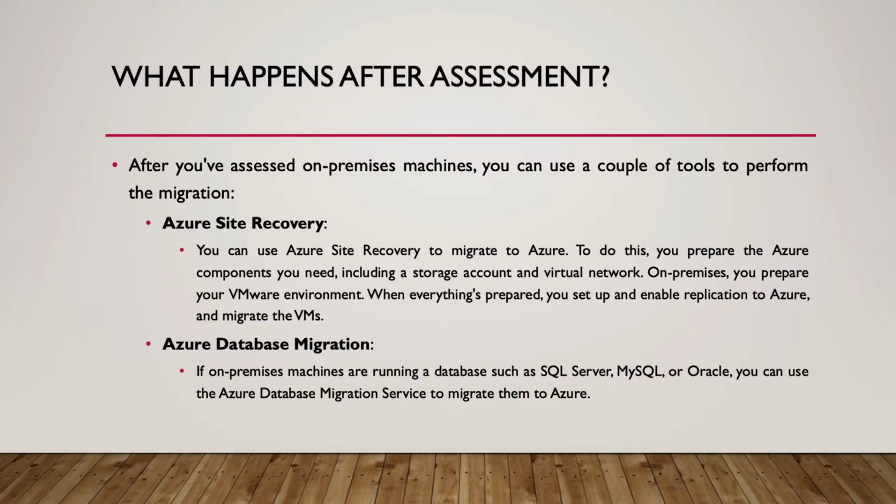So let's see what happens after the assessment. Now that you have the assessment, after you have assessed on-premises machines, you can use a couple of tools to perform the migration. One is Azure Site Recovery. You can use Azure Site Recovery to migrate to Azure. To do this, you prepare the Azure components you need, including a storage account and virtual network. On premises, you prepare your VMware environment. When everything's prepared, you set up and enable replication to Azure and migrate the VMs. This is very close to the Azure disaster recovery process.